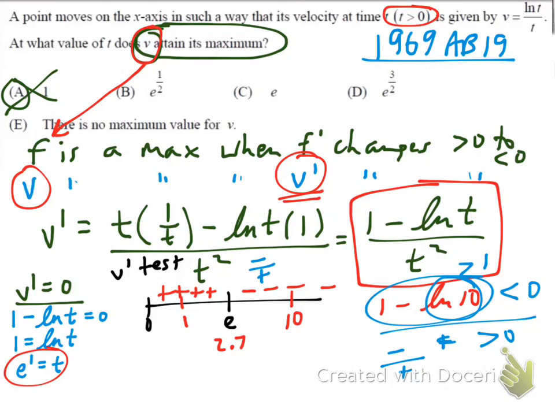So therefore, we see that v is increasing and then v is decreasing. And therefore, when t is equal to e, v has a maximum value. So there we go. C is the correct answer. There you go.